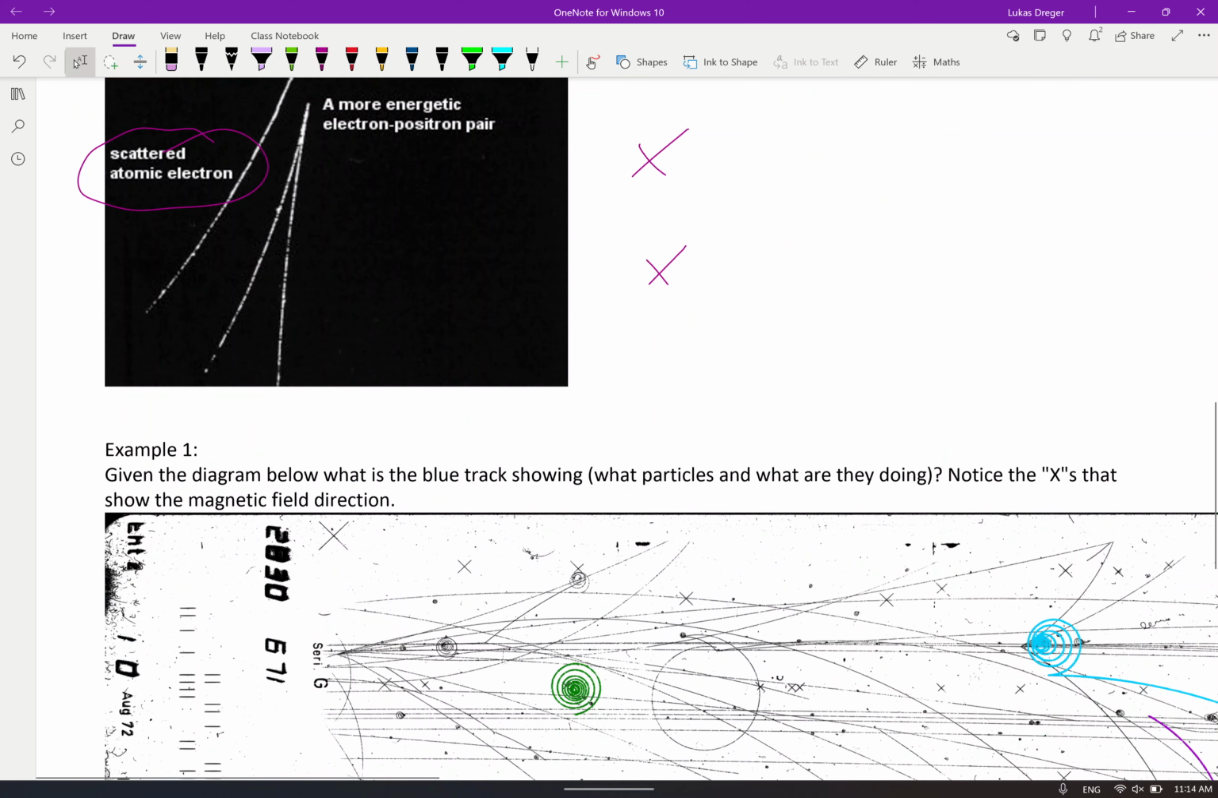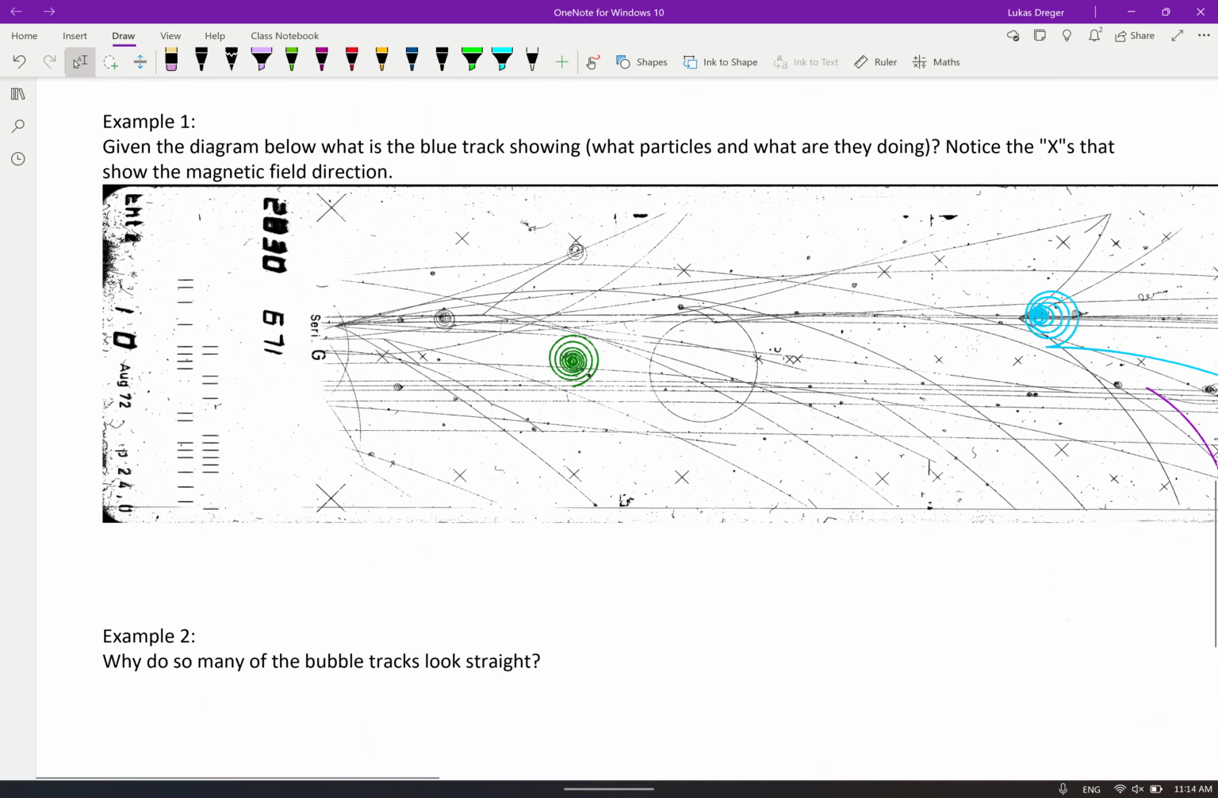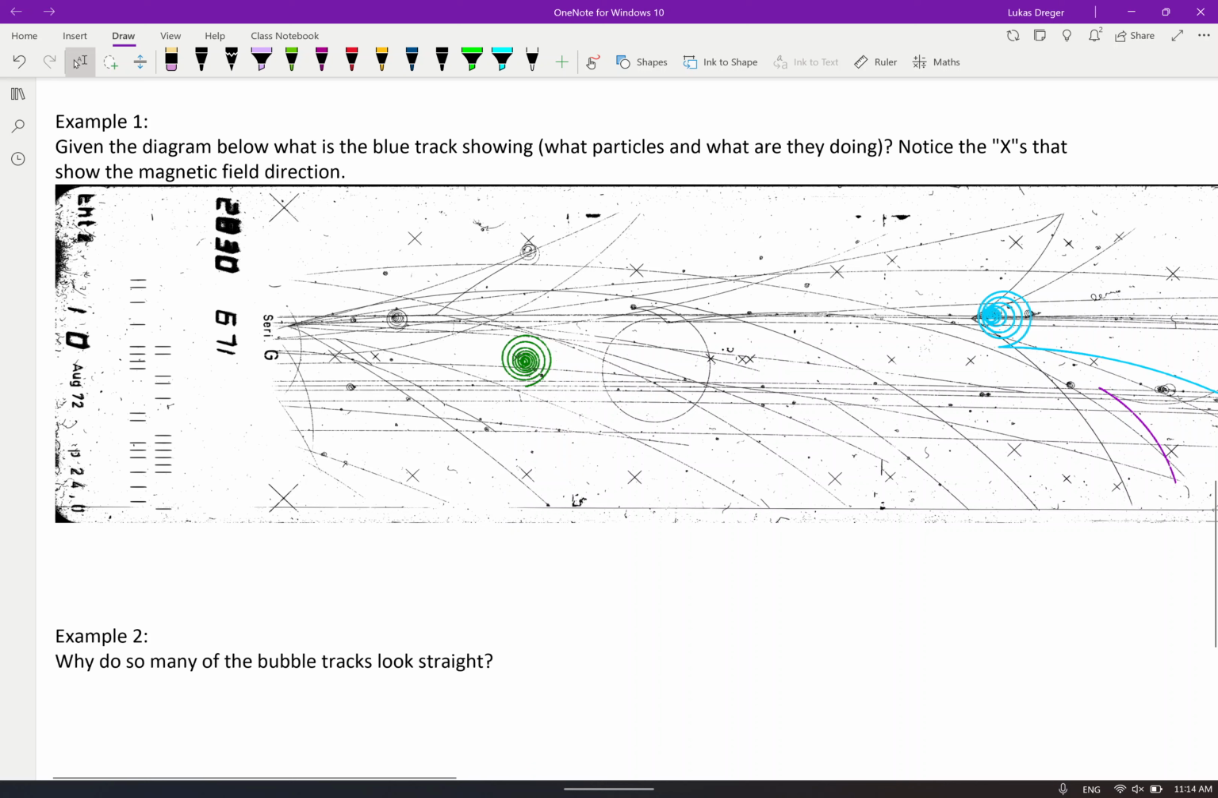Yeah. So here are two different questions that you can try to answer. Given the diagram below, what is the blue track showing? That's right over here. What's that blue track showing us? And what particles are they and what are they doing? Notice the magnetic field directions.